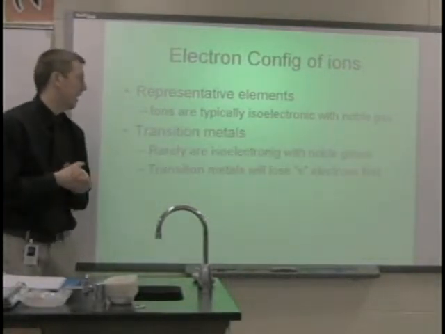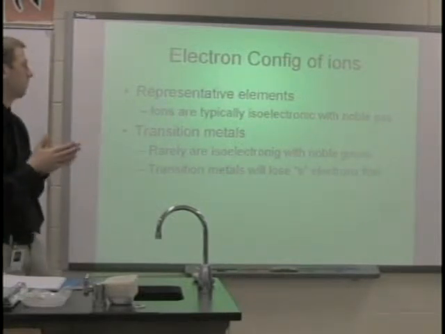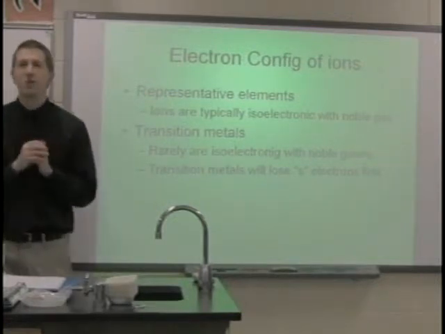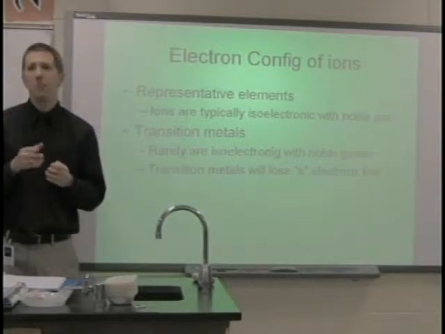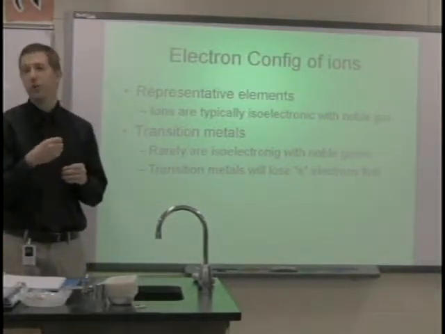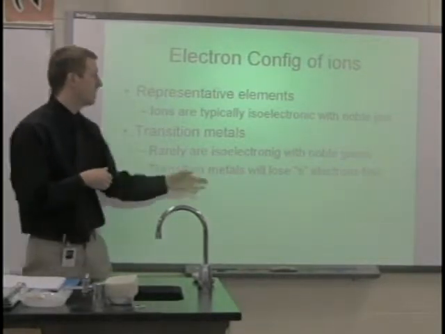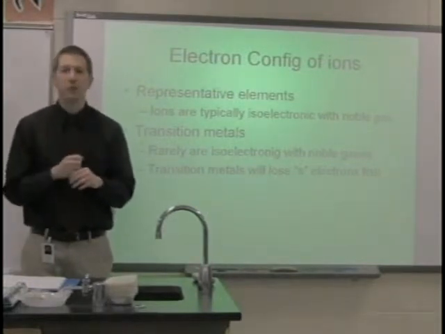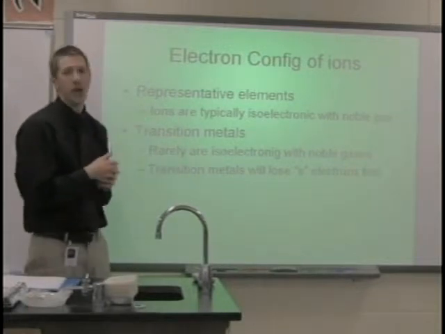Transition metals, on the other hand, are a little unusual. Rarely are they isoelectronic with noble gases, sorry for the typo there. Transition metals will lose S electrons first, which is kind of unusual. So when we talk about looking at the charges of a metal, you'll notice on iron, iron can be a +3, a +2, or a +6. The electrons it loses first are usually the S electrons. Most transition metals have a +2 possibility for a charge, because if they lose those 2 outer S electrons, they're at a noble gas configuration.